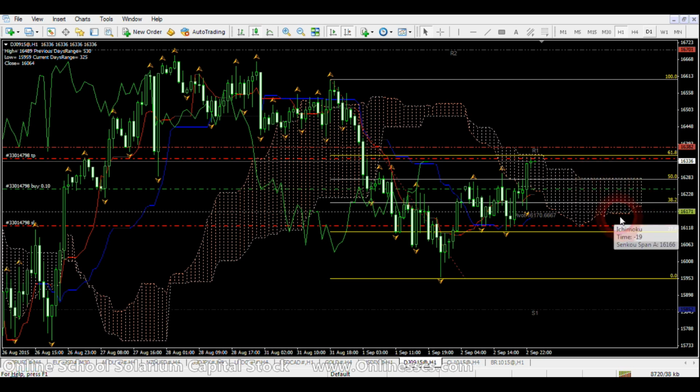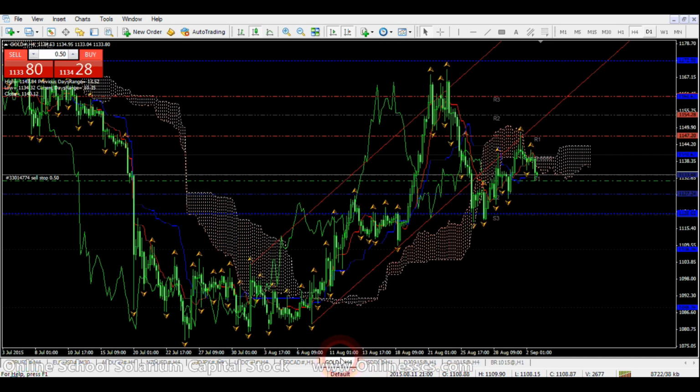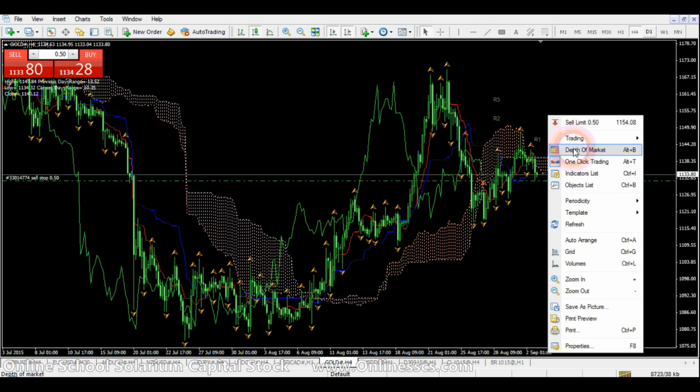Another thing, look, my cloud is flat from the top, and we have a flat on the bottom as well. The bottom wall is getting a swing form. So we should have a drop in price. Let me open another chart, like the gold chart.